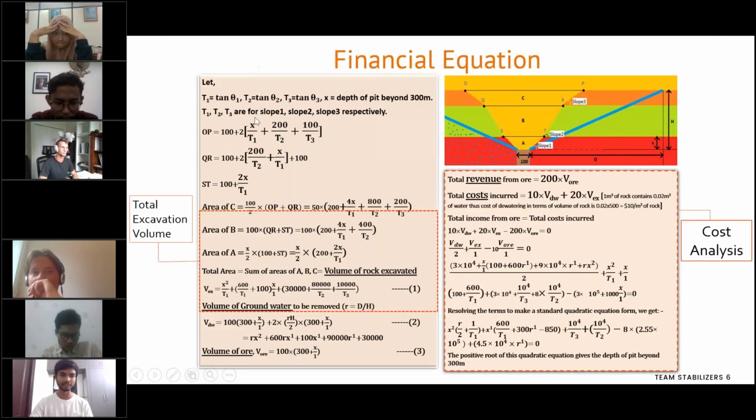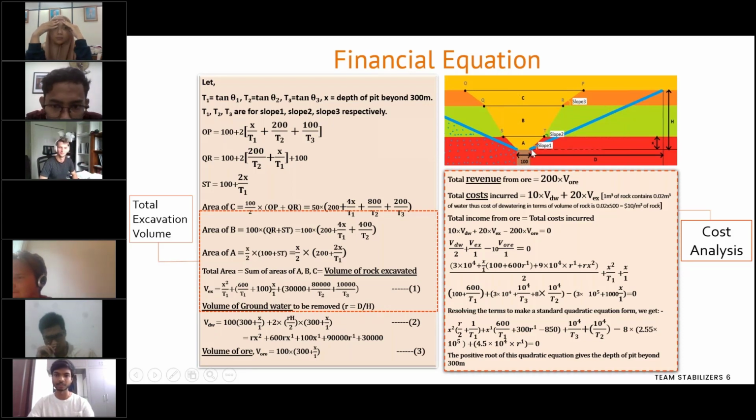There is an overview of the financial equation that we used, and here is a pit design. 3 slope segments. This is the volume of excavation. The volume of dewatering is the volume of water above this phreatic surface. This part gives the excavation volume calculation, dewatering volume calculation, and volume of ore, as we took the base to be 100 meters, exactly the width of ore. And this is the cost analysis where we equate the revenue to the total costs, finding the quadratic equation, which on solving would give a positive root, which would give us the value of x, that is depth beyond 300 meters.